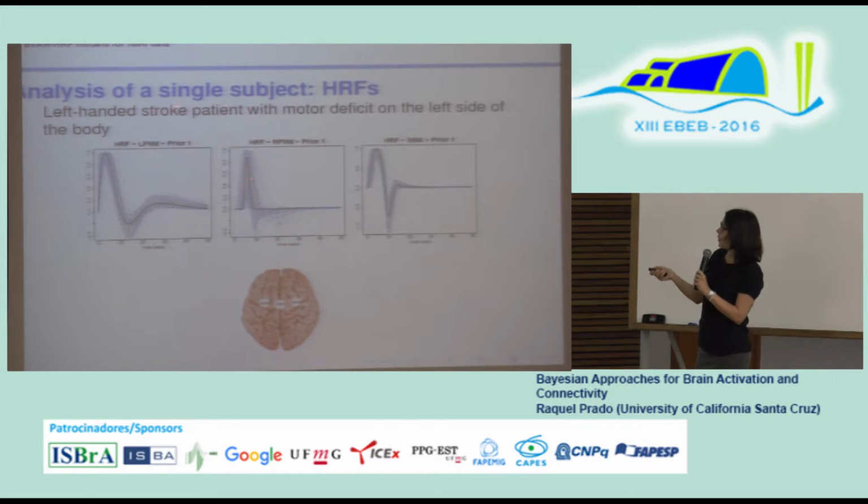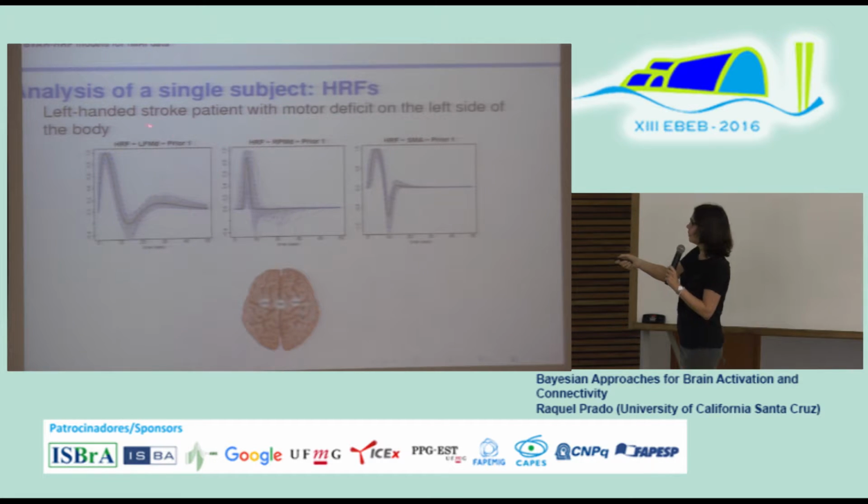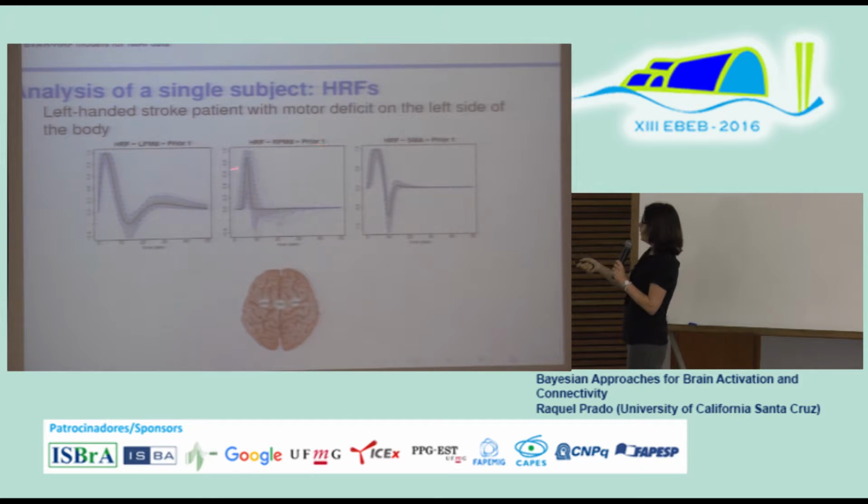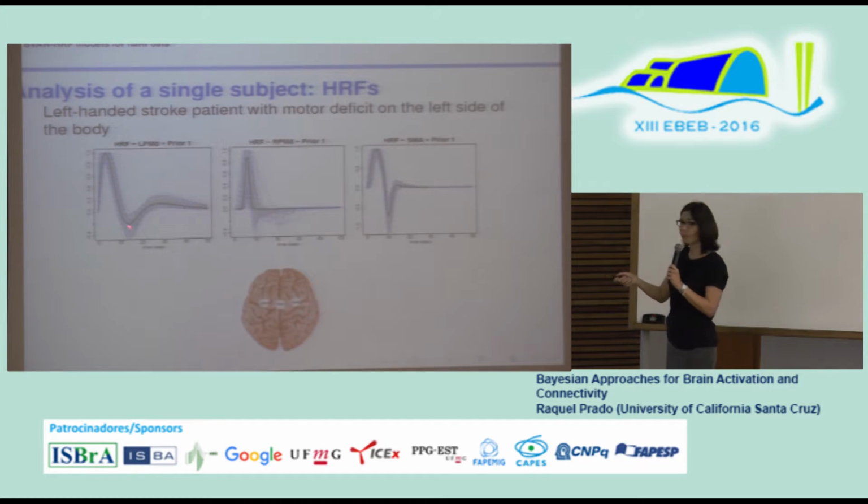We looked at some data. I told you that for the multi-subject analysis, we were only going to work with the right-handed patients. This is the analysis for a left-handed patient that had motor deficit on the left side of the body. And these are the hemodynamic functions that were inferred from the model.